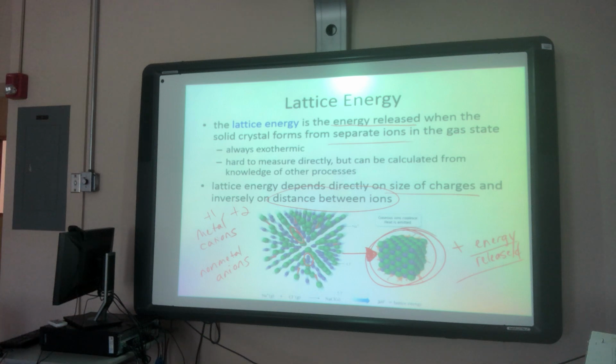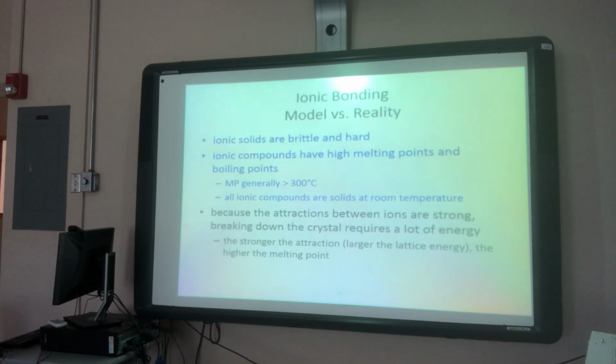Alright, so let's move on and talk about some properties of ionic compounds. Ionic solids are brittle and hard. Think about salt. Remember, NaCl is our example for an ionic compound. Think about a block of salt: brittle, hard. Ionic compounds have high melting points and boiling points, so you have to heat them up a lot. If you put a bunch of salt in a pan, it's going to take a lot of heat before it melts.